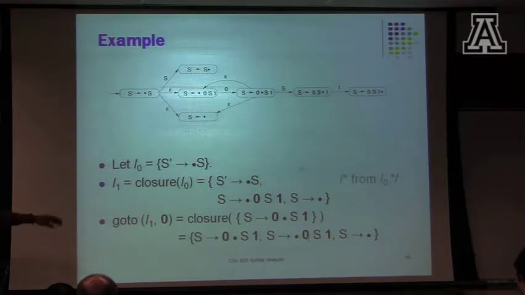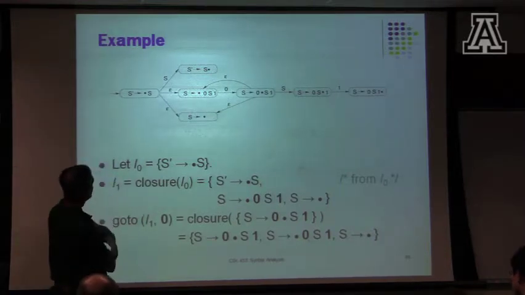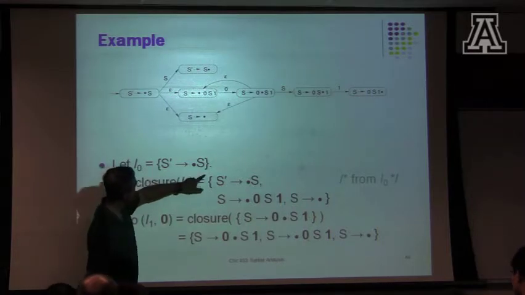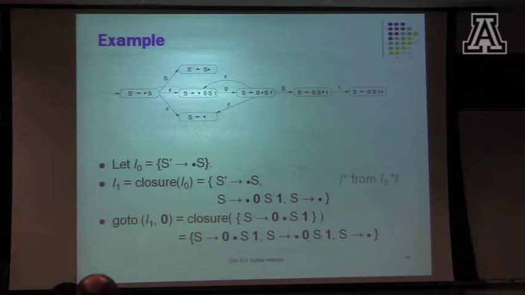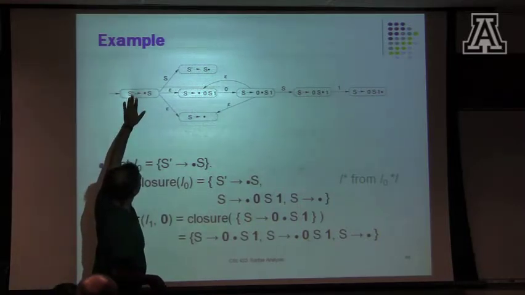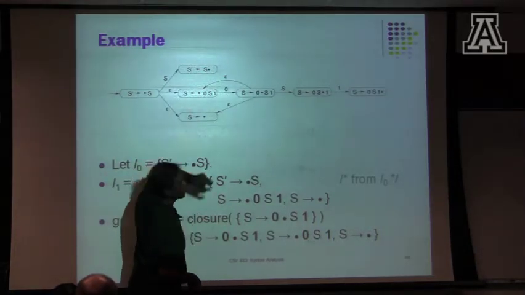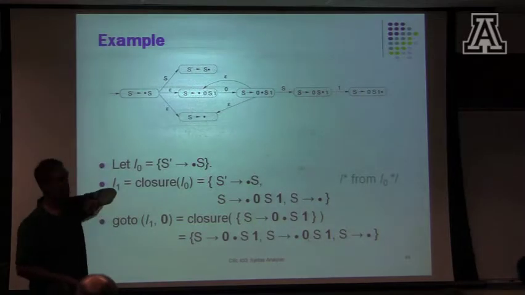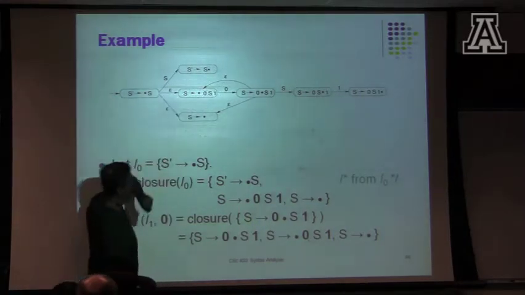So that's the NFA that we saw before. Let's talk about closure from this initial state, which is this NFA state over here. If we look at the NFA state from here, where could we go on epsilon transitions only? We can get from here to here and here to here, and that's basically it. So if I compute a closure on I0, I'll have this, and this.